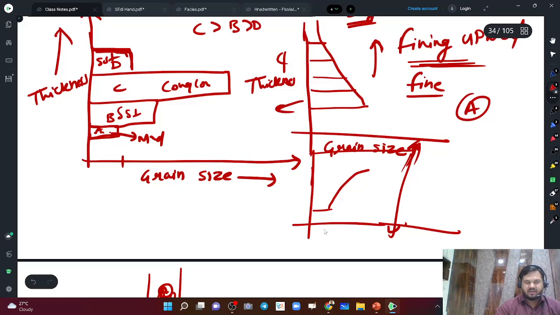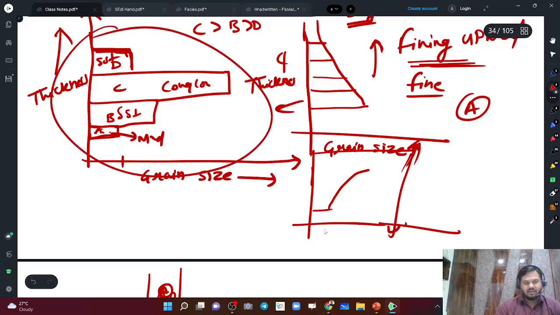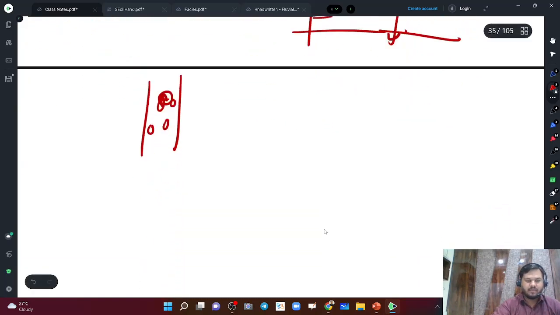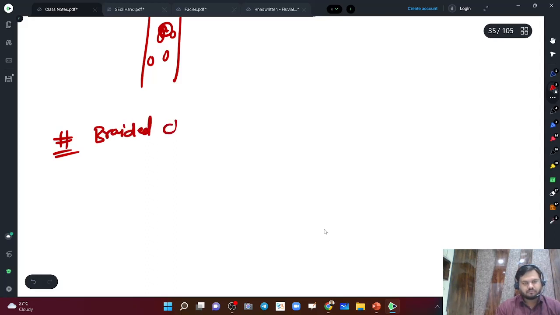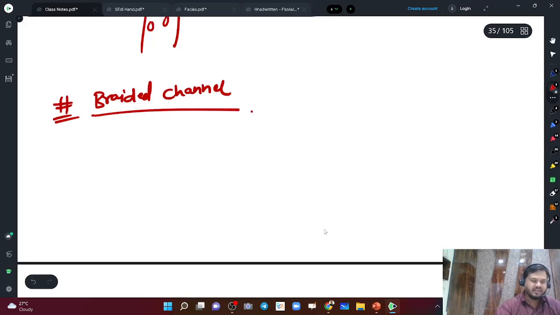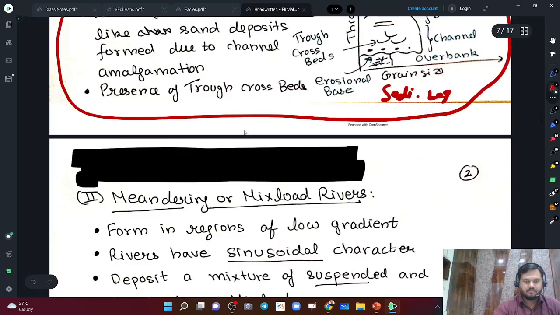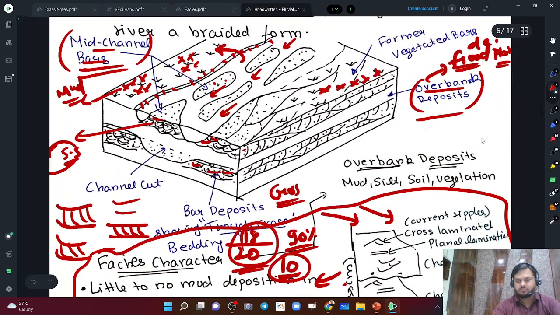So this is fining upward, but this is important, you understand this much, right? This is the thickness. So suppose you are drawing for a braided channel. You only have to draw this much for braided channel. For braided channel, I will show you the diagram again. Just see this one.